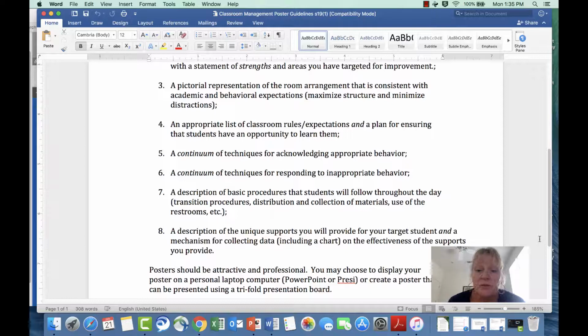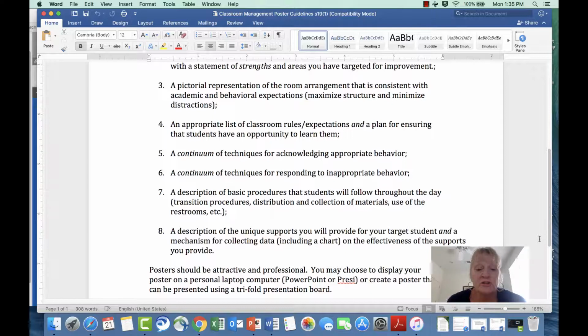The same will be true for responding to inappropriate behavior. So you're going to have a continuum of techniques. What are you going to do when it's something very minor and you just want to redirect that child and get them back on task? And what are you going to do when there's some sort of major disruption or difficulty?